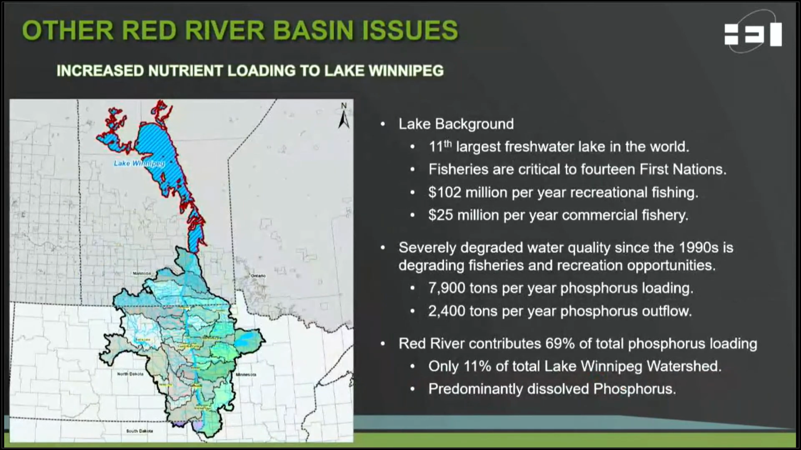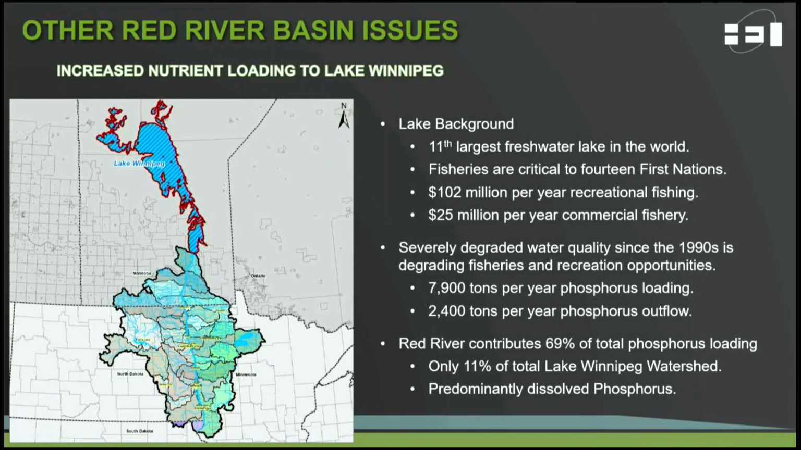So if we take a step back out to the basin level, Drew touched on this a little bit in the previous discussion, but Lake Winnipeg, there's an issue going on at Lake Winnipeg with eutrophication of the lake, largely tied to phosphorus inflows into the lake. One thing of note is that the Red Basin contributes substantially more phosphorus loading to the lake relative to its drainage area size than the remaining basin to the lake.